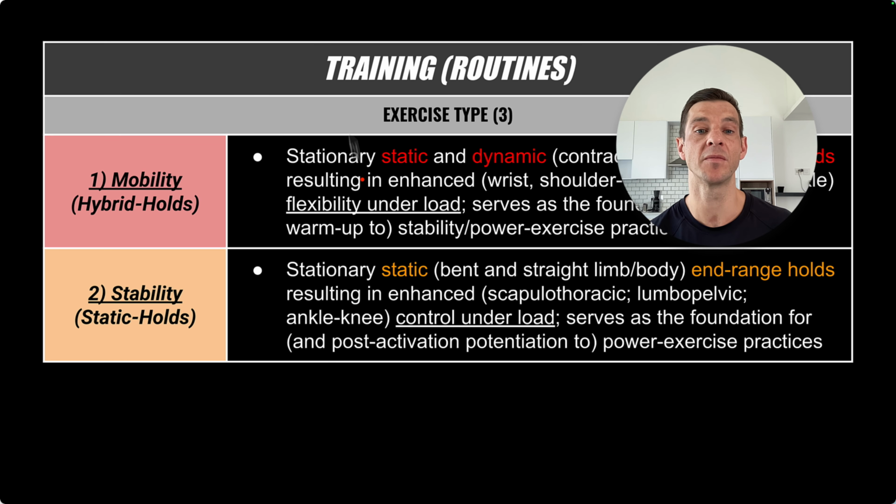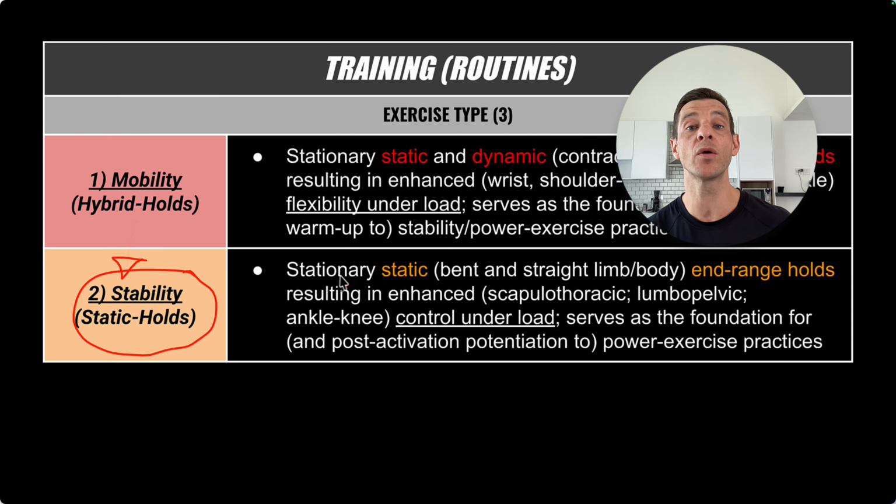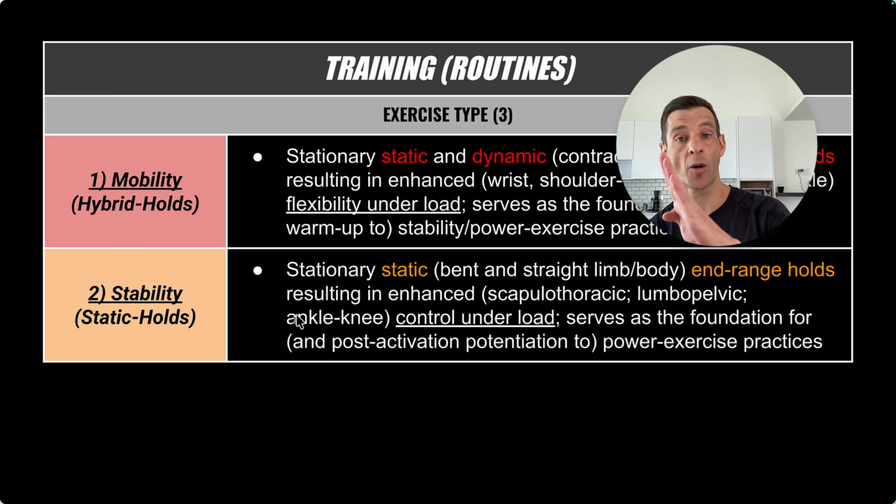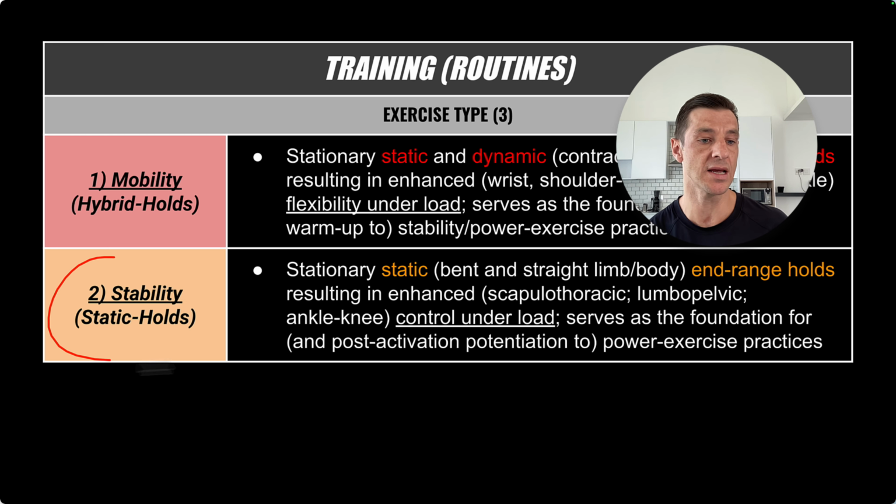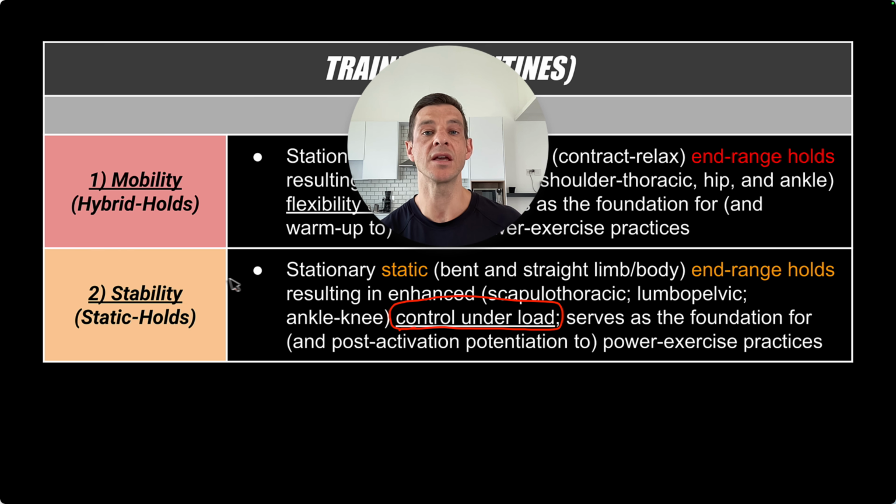Now, as you already probably know, we are currently exploring the 3 different types of exercise practices. We've already covered the first practice, mobility. In this lesson, it's all about stability. Now, remember we made the distinction between an objective and a strategy, or a skill and a practice. The objective for stability is control under load. The strategy then are the exercises or the practices that we implement to help us develop control under load.